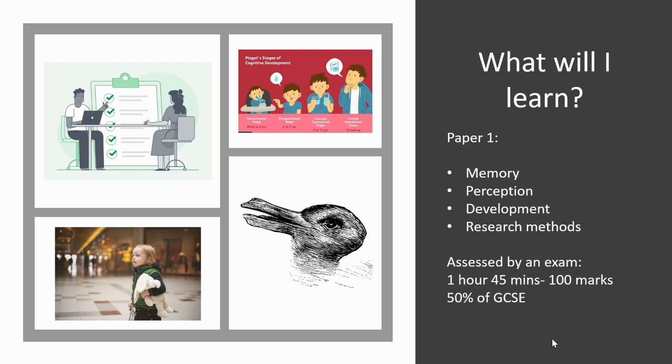And finally, in paper 1, we learn a topic called research methods. And this topic is really important because it can be assessed across both papers. And this is all about how we plan, design, and conduct research in psychology through the use of experiments, interviews, questionnaires, etc.